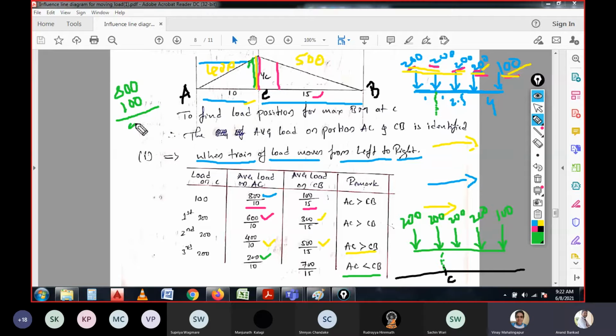Yes, this 700 plus 200, 900; 5 plus 4, 9; 3 plus 6, 9; and 1 plus 8 should be 9. Like this, the sum of the load should be 900.